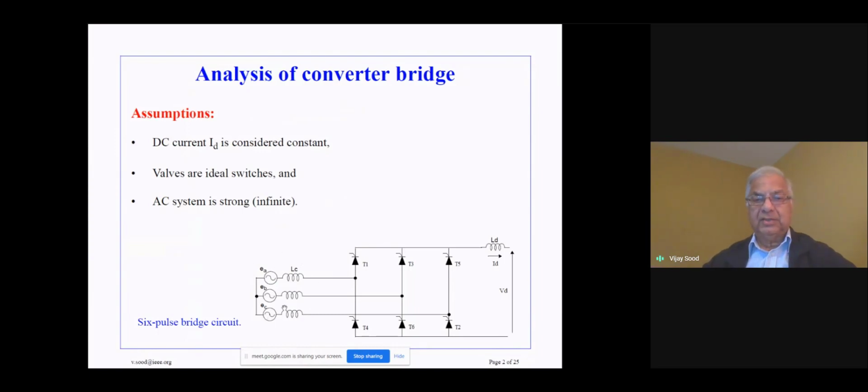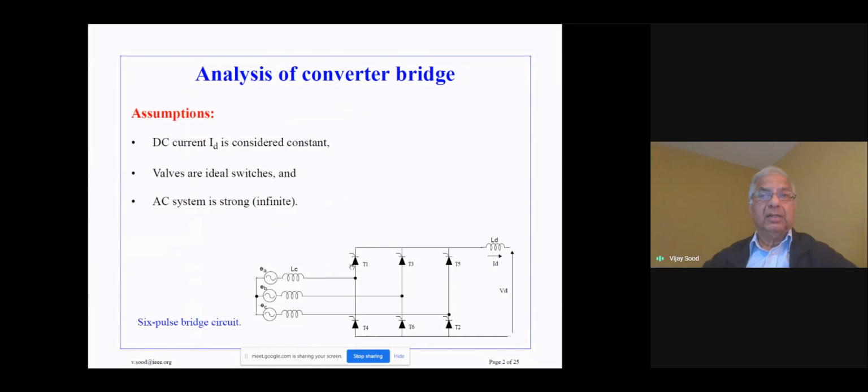The AC system is assumed to be strong, i.e. it's an infinite system, therefore the AC voltage does not vary. The 3 phases are indicated, EA, EB, EC. The commutation impedance is indicated as LC. This could be part of the transformer which is connected to the converter bridge. And this could be the inductance of the transformer, or it could be a separate inductance which could be added in.